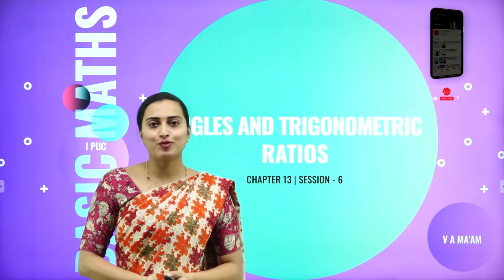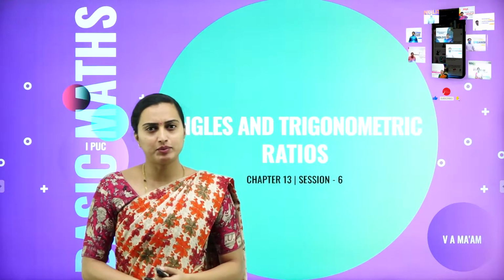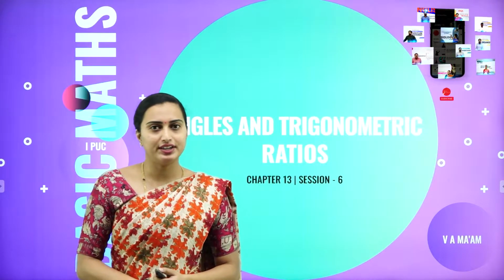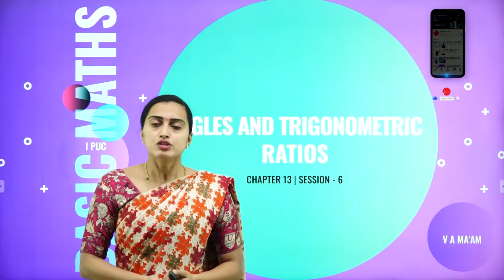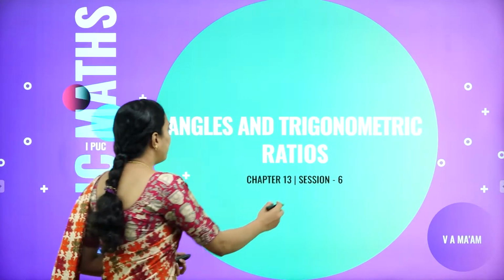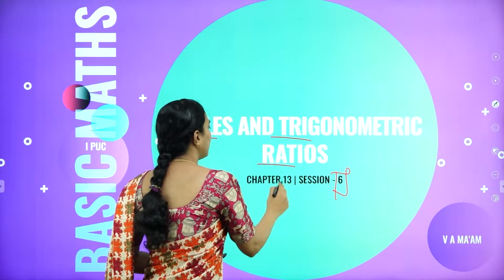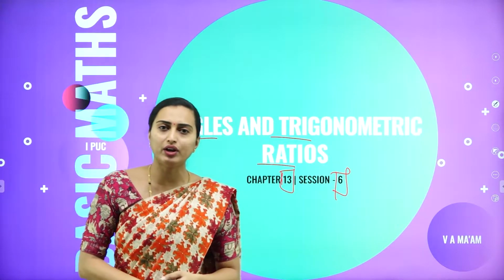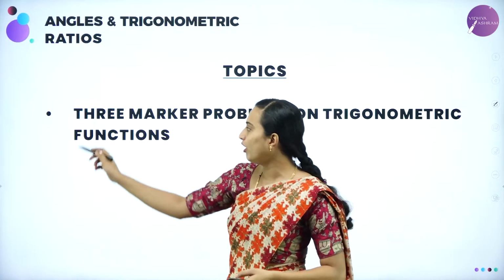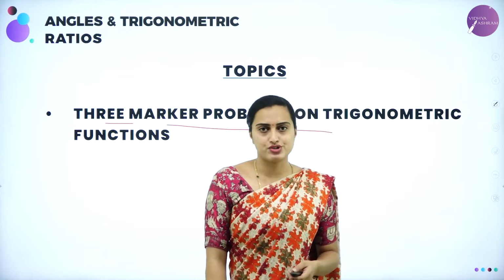In the last session, we learnt solving 3-marker problems on trigonometric identities and also the reciprocals of trigonometric functions. So in this session, number 6 of the chapter Angles and Trigonometric Ratios, which is chapter number 13 in your NCERT textbook, we are going to learn again the topic of 3-marker problems on trigonometric functions.